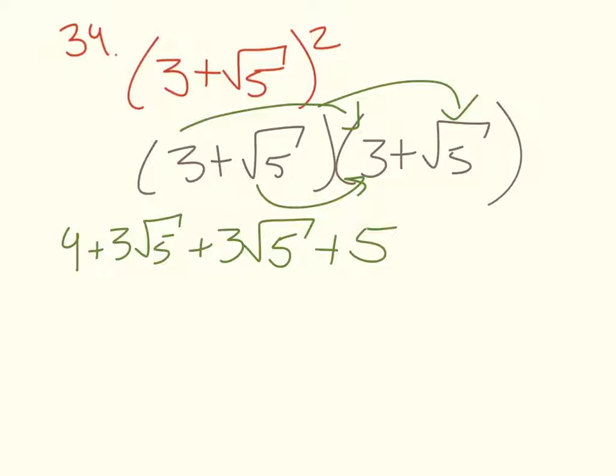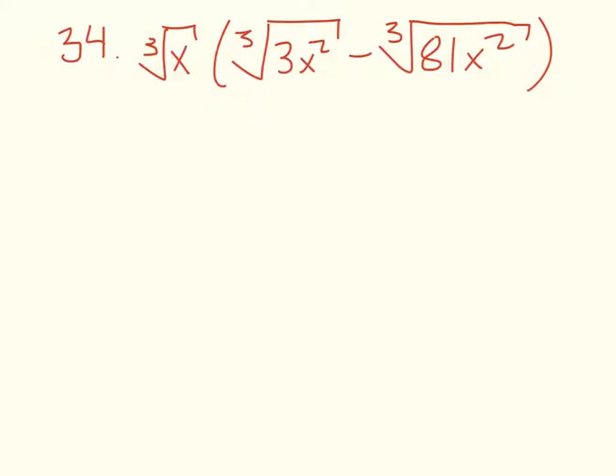Say it again. That's supposed to be a 9. Yeah, my pen didn't work. Okay, so 9 plus 5 is 14. Well, 6 radical 5. Again, you can't combine those because they both don't have a radical. Is that okay?